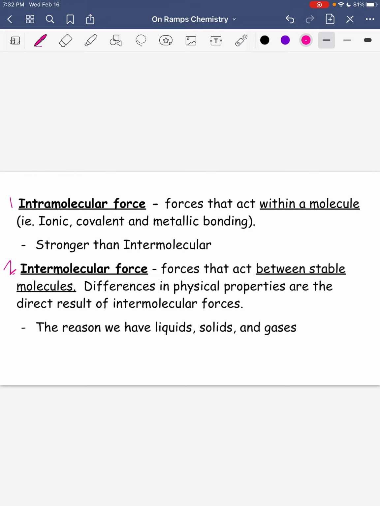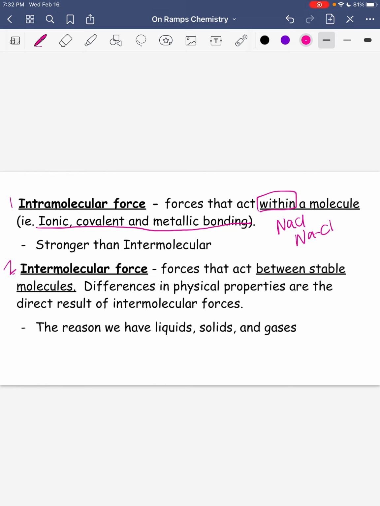So intramolecular forces are within a molecule. So say we have NaCl, it would be the ionic bond between Na and Cl. So it's within a molecule. The types of intramolecular are ionic, covalent, and metallic bonding. So they're stronger than intermolecular. That makes sense. So it's harder to break apart a force within a molecule. It would be harder to break apart the ionic bond between Na and Cl.